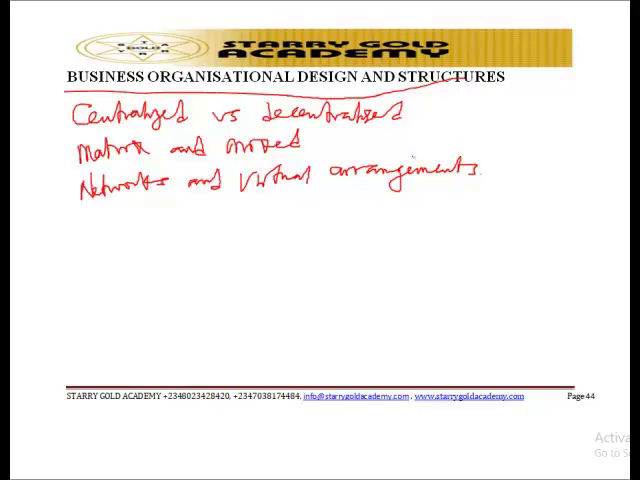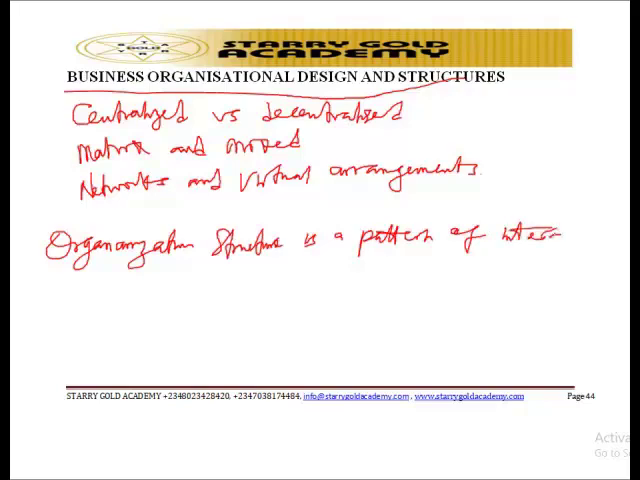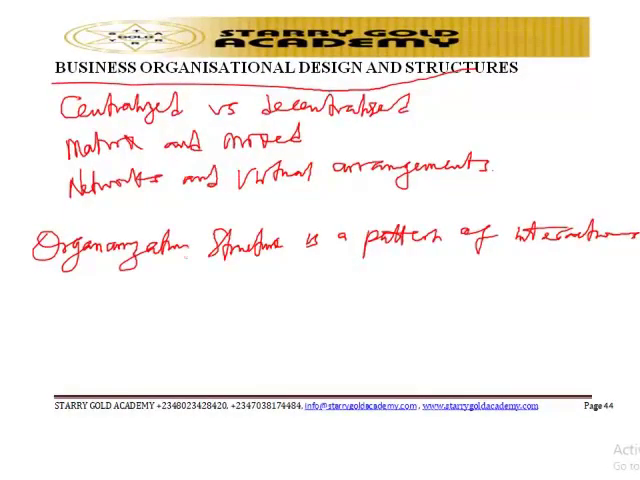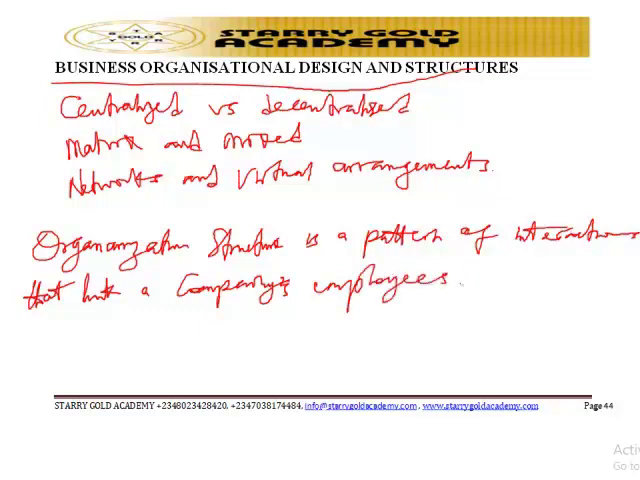An organizational structure is a pattern of interactions. Organizational structure is a pattern of interactions that link a company's employees, work to do, that is tasks, and technologies.